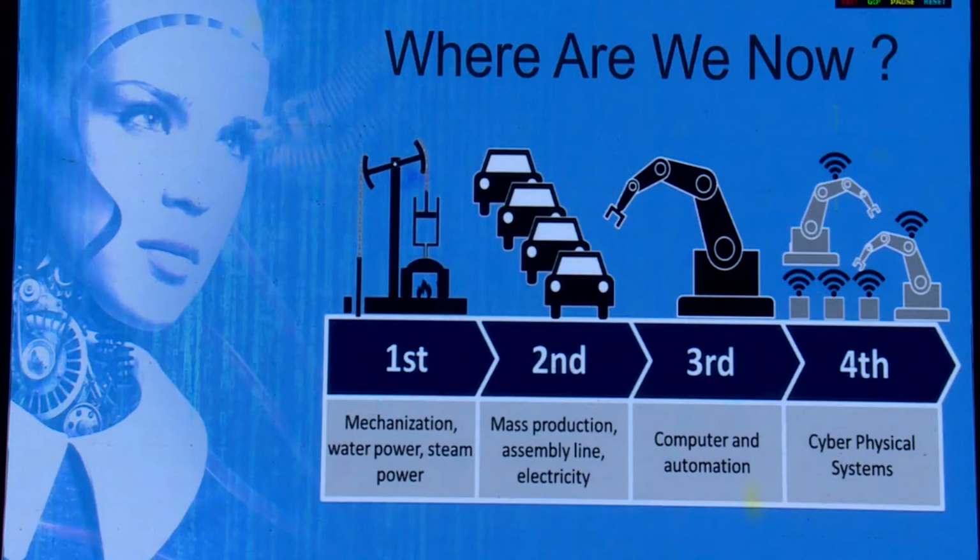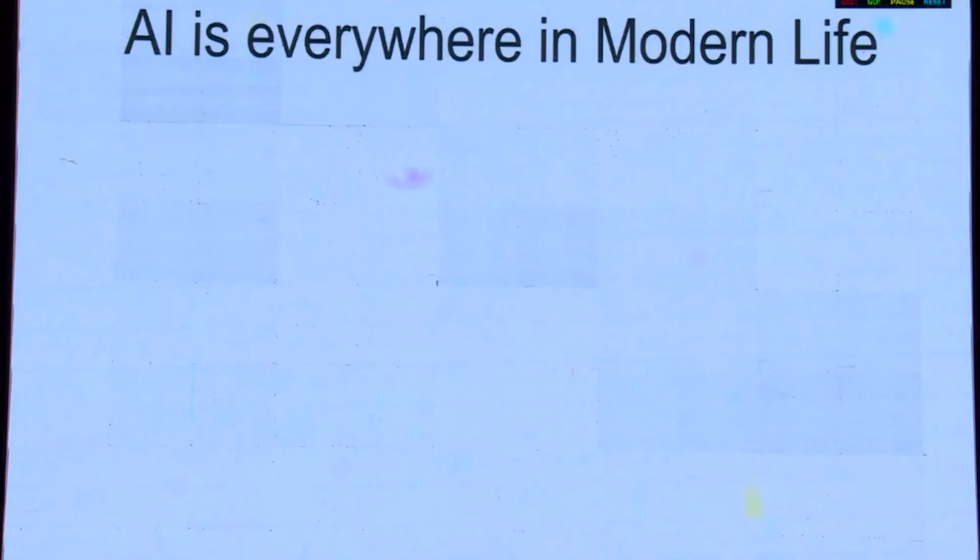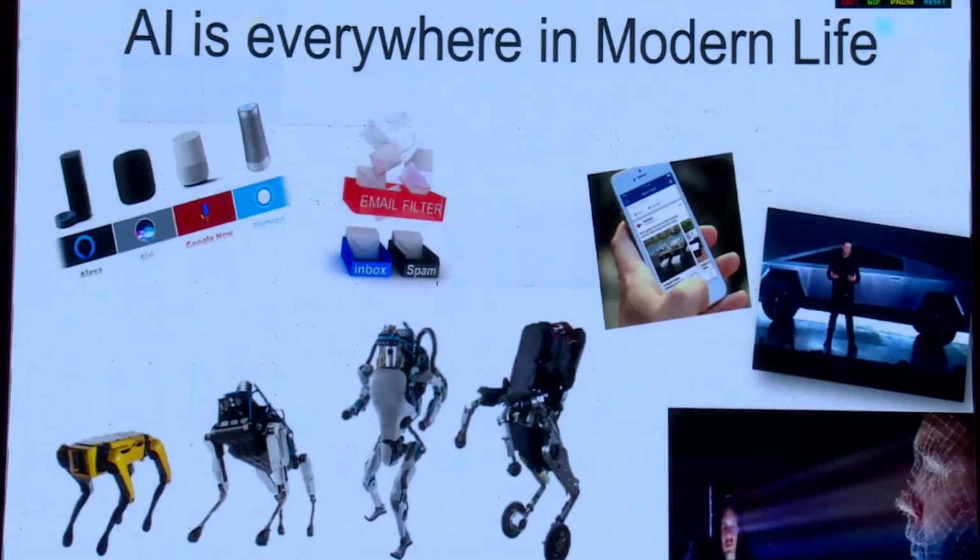So where are we now? We are in the fourth industrial revolution. First, second, third industrial revolution is over. We are in the fourth industrial revolution, which is artificial intelligence and other cyber physical systems. This is the entire pathway, the main highlights. And we are in the age of artificial intelligence.